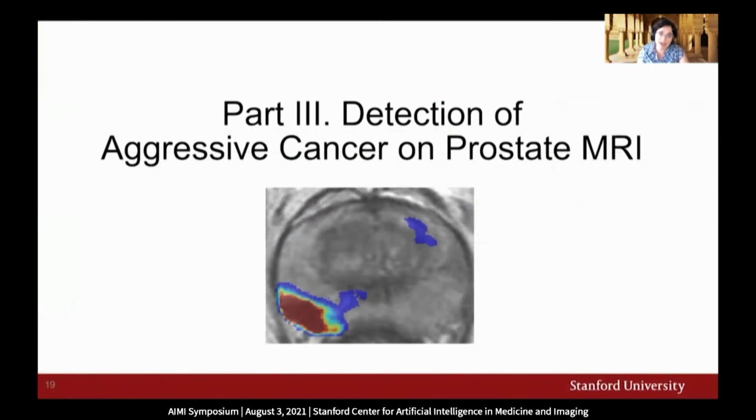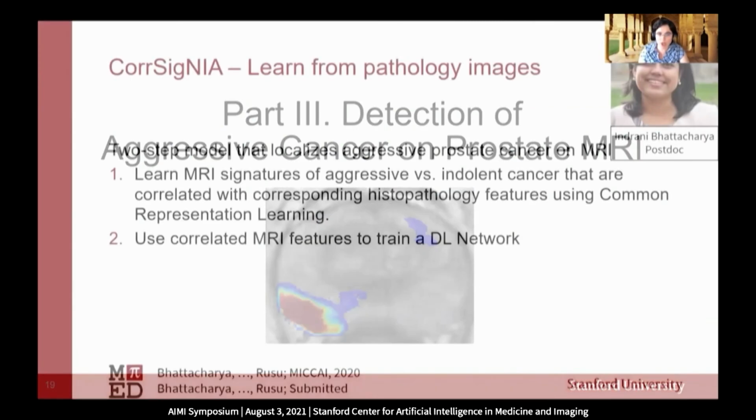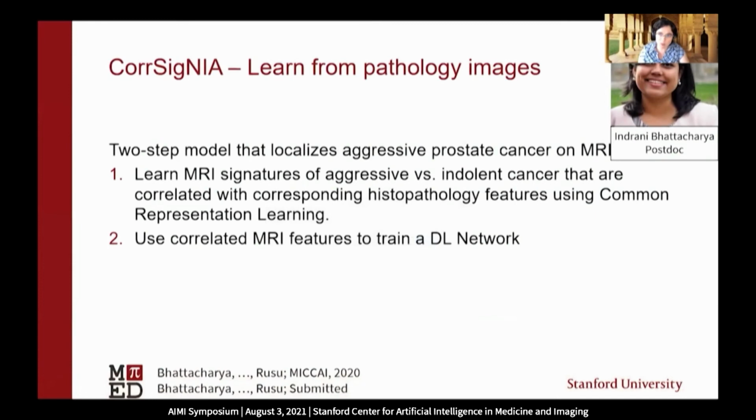So finally, once we have this label and we have this mapping between histopathology and MRI, we have developed multiple approaches, but today I'm only talking about CoreSignia, which is an approach that focuses on a two-step procedure that allows us to not only use the labels that we have from pathology, but actually use the pathology image.